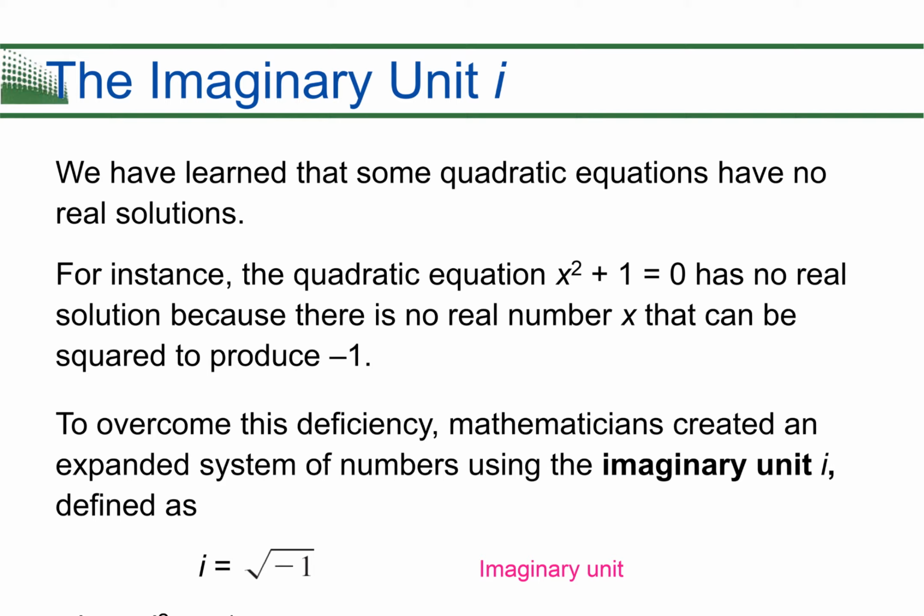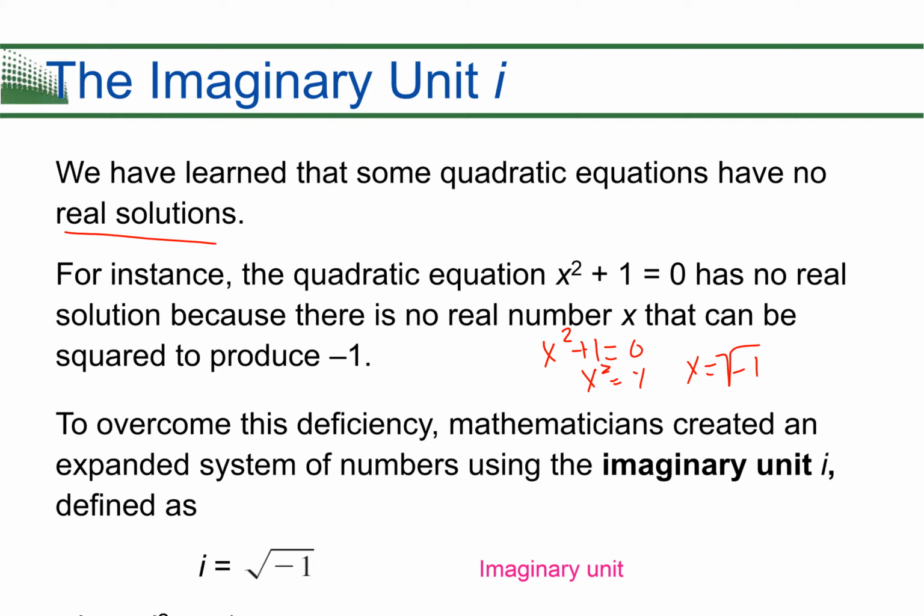We've learned that some quadratic equations have no real solutions. For instance, the quadratic equation x squared plus 1 equals 0 has no real solution because there's no real number x that can be squared to produce negative 1. You can see if I took x squared plus 1 equal to 0, solve this out, that gives me x squared equal to negative 1, and x equal to the square root of negative 1.